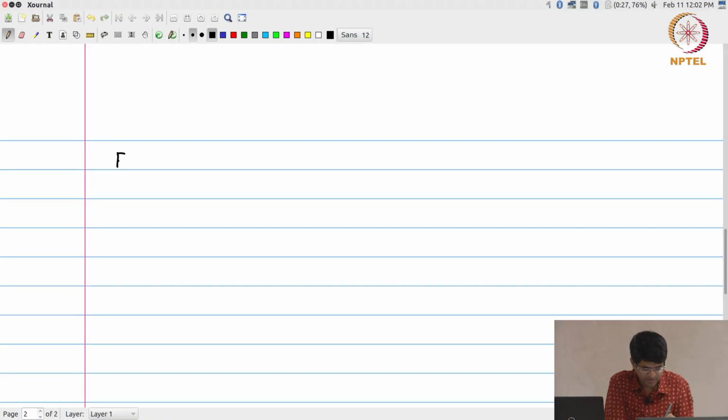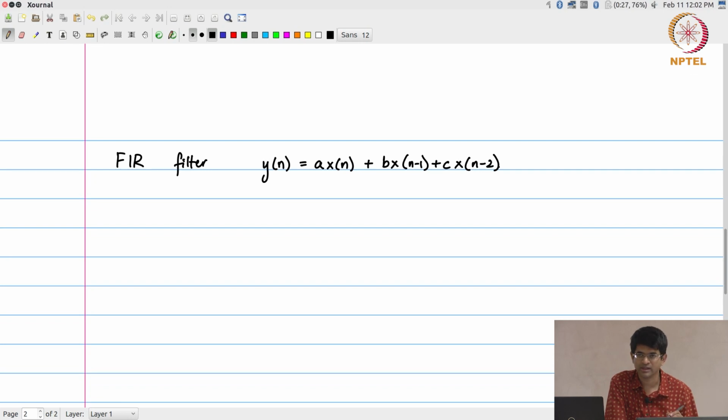So in the FIR filter, the equation that we are implementing is y of n equals a x of n plus b x of n minus 1 plus c x of n minus 2. Okay, and the data flow graph corresponding to this is assumed to look like this.